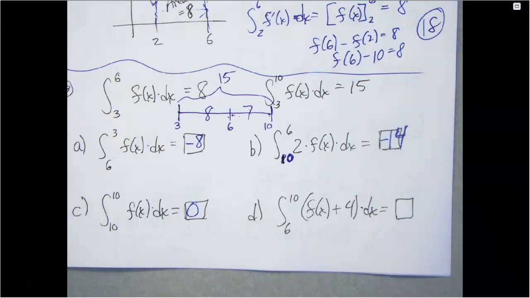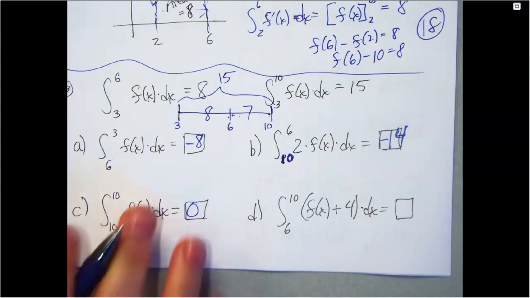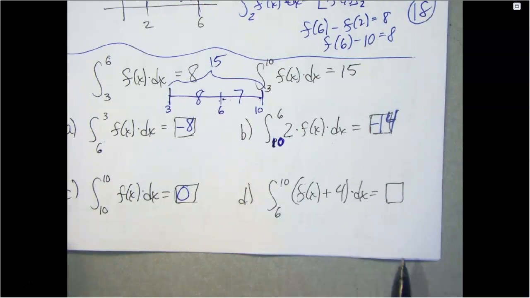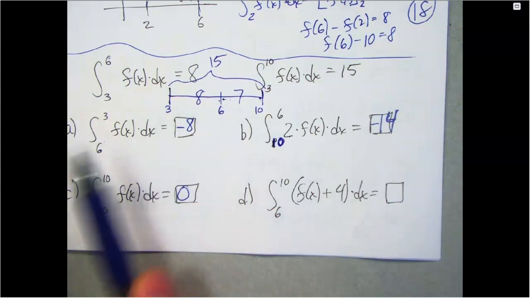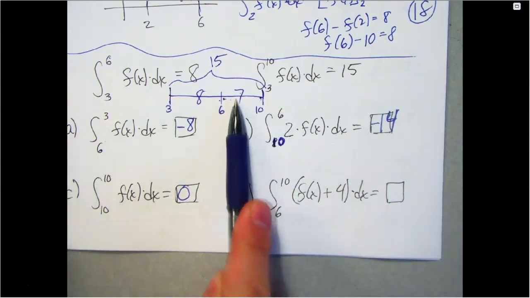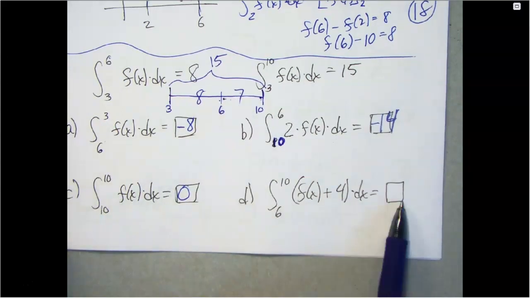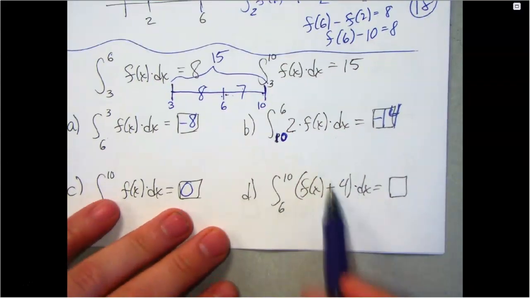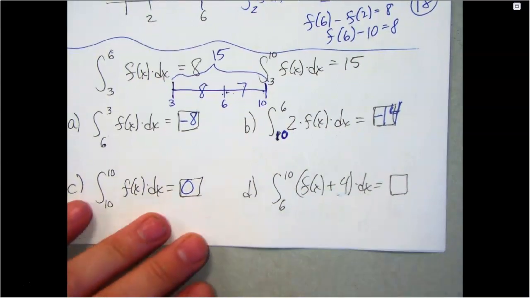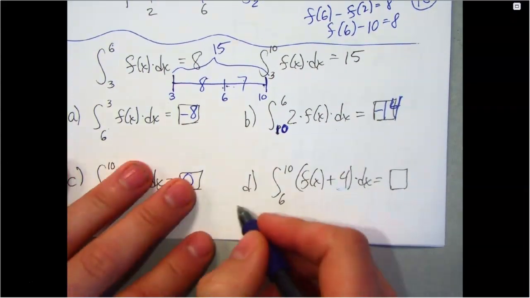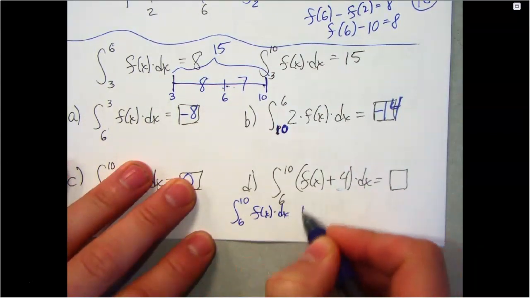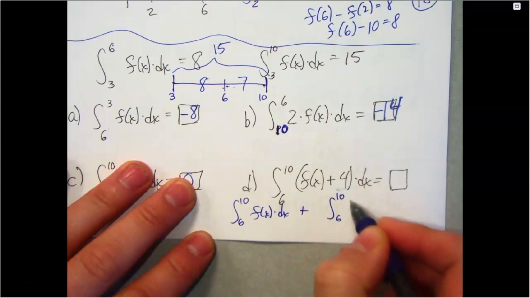Part D is probably the most common mistake I see on these types. So it's really easy. It could be great if the answer were 11, but it's not. So the mistake is people will go, okay, 6 to 10 is 7, add 4, and I'll get 11. But that's not what's actually happening. So this plus 4 needs to be integrated also. So you have an integral from 6 to 10 of f of x plus an integral from 6 to 10 of 4.